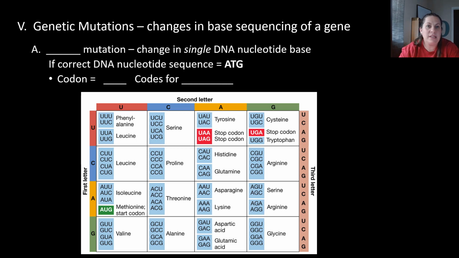All right, so this brings us lastly to genetic mutations, when there's a change in the base sequencing of a gene. So there's some different types of mutations we're going to look at. The first one's known as a point mutation. This is a change in a single DNA nucleotide.